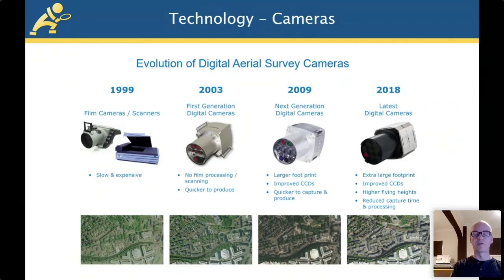So you need to make the most of your opportunities, especially when you've got your 80,000 square kilometers of data to capture in a year. So the use of technology to maximize what you capture and reduce your flying time is critical. So the change in technology, the trend has really helped.